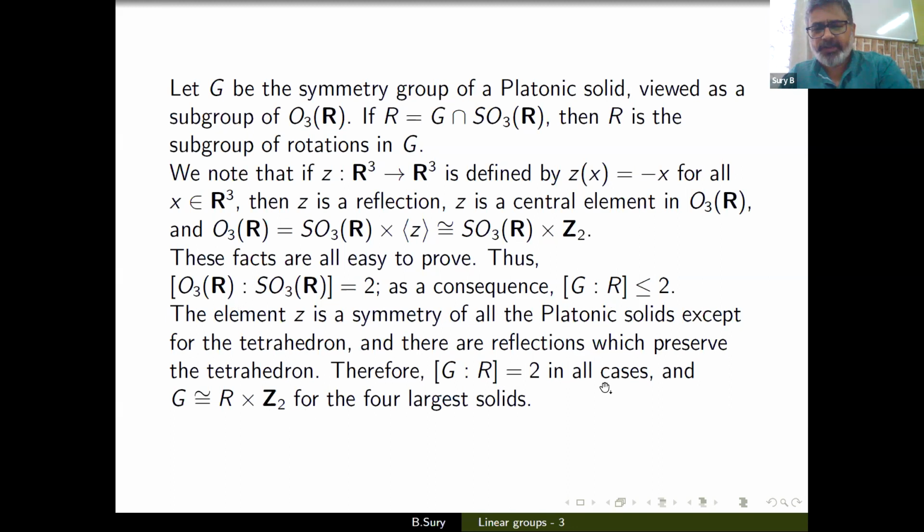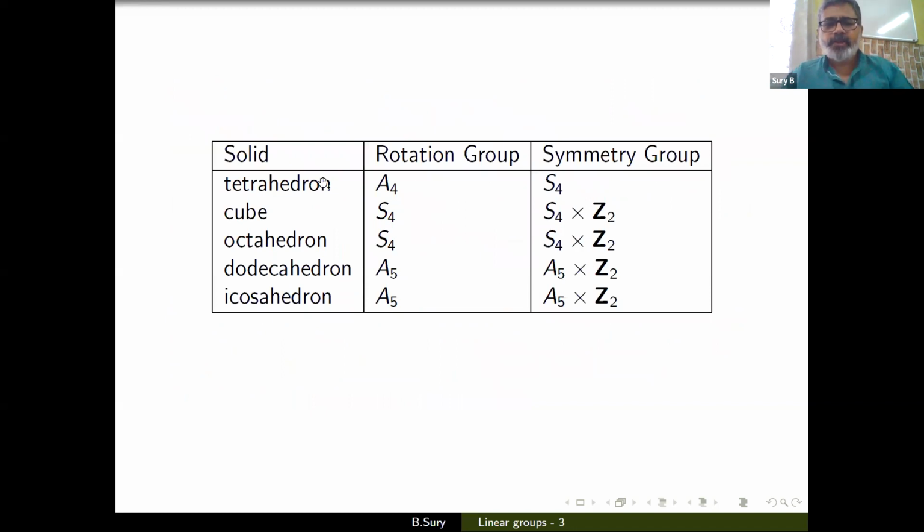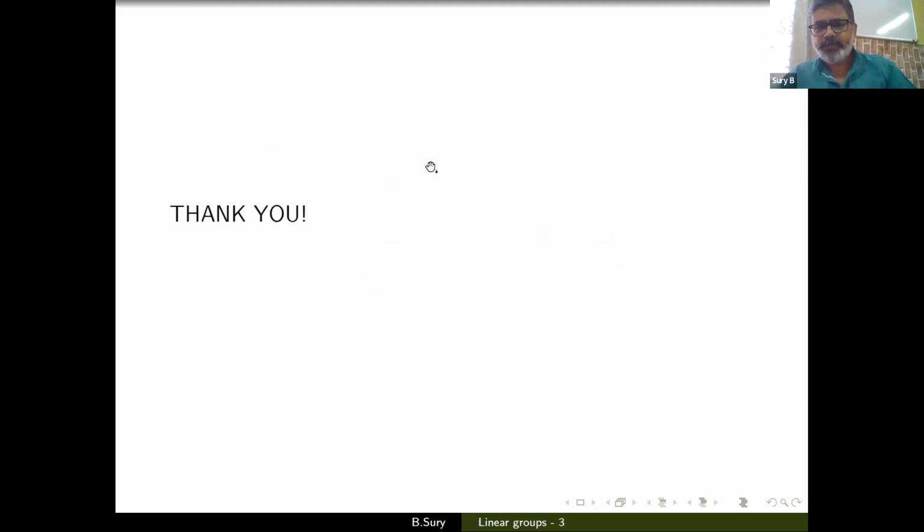For the 4 larger solids, it's actually 2. That means the rotation group cross this reflection. So in other words, in a table, for the tetrahedron, the group of rotations is A4 and the full symmetry group is S4. For the others, the rotation groups are these, and then cross this reflection, z going to minus z, for the cube and the octahedron, dodecahedron, icosahedron. I think I should stop here because time is up. Thank you.